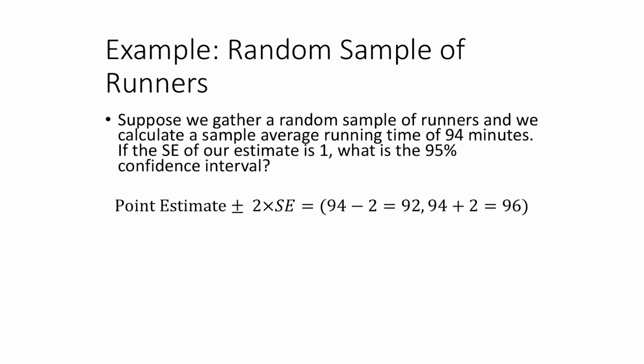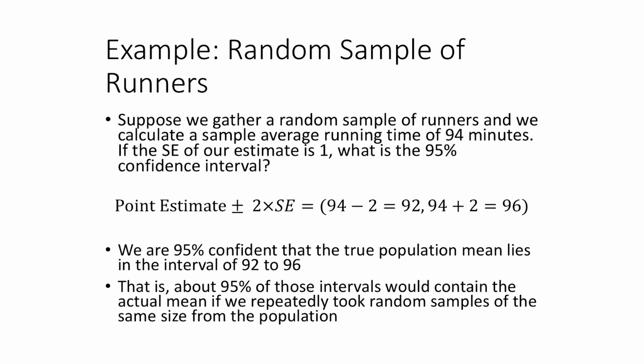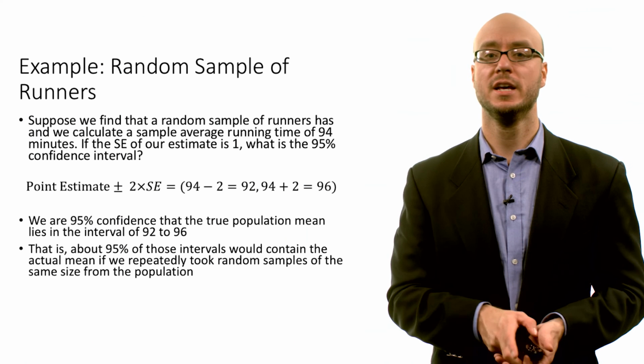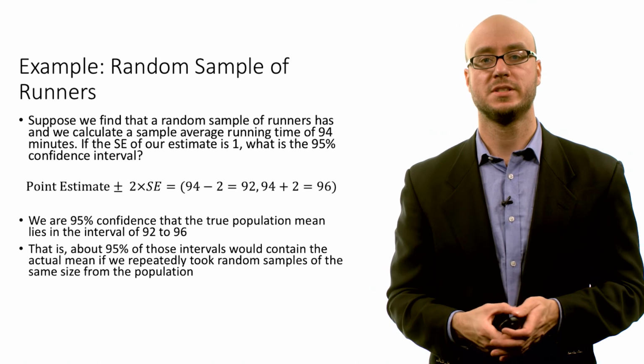So we just take our point estimate 94, we subtract 2, and we add 2. So we get this interval estimate of 92 to 96. So we're 95% confident that the true population mean lies in this interval of 92 to 96. To put it another way, about 95% of intervals we'd expect to contain the true population mean if we repeatedly took random samples of the same size from the population, each time calculating a point estimate and calculating plus or minus 2 times the standard error.